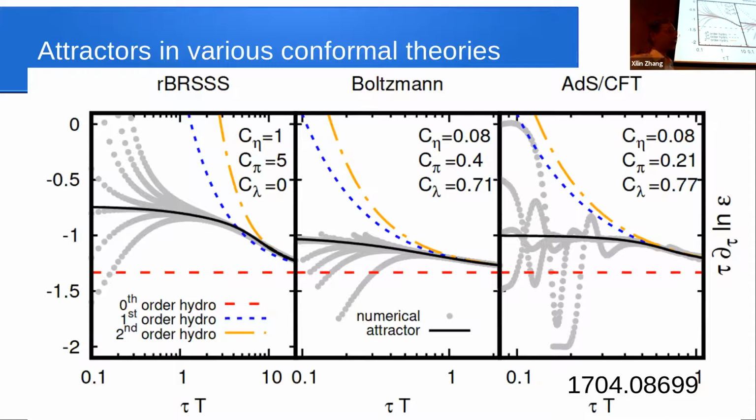In the case of N=4 super Yang-Mills, the non-hydrodynamic mode nature of the system is given by quasi-normal modes, which have both the real and the imaginary part. So that means that there is exponentially damped behavior multiplying a cosine or a sine function. So you get oscillatory behavior, but nevertheless approach the attractor.